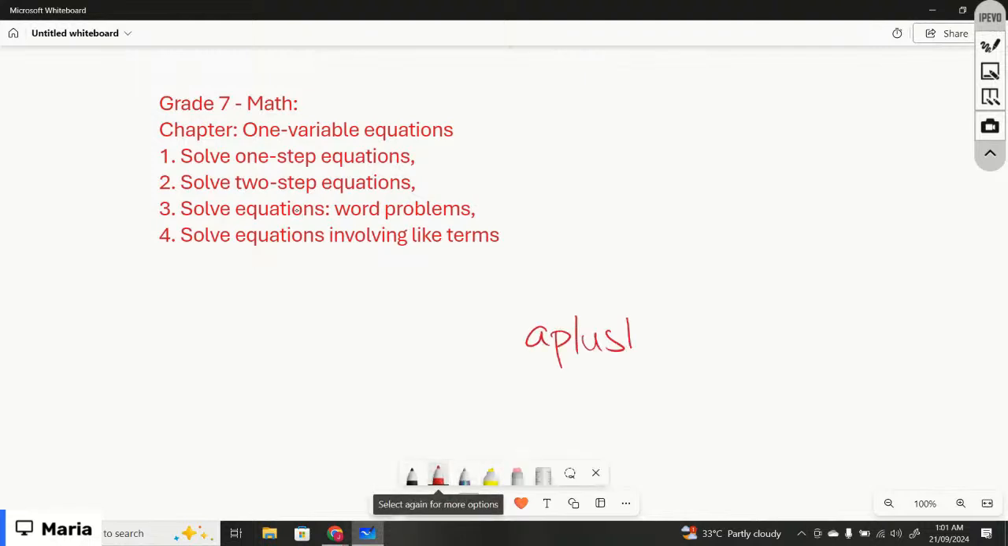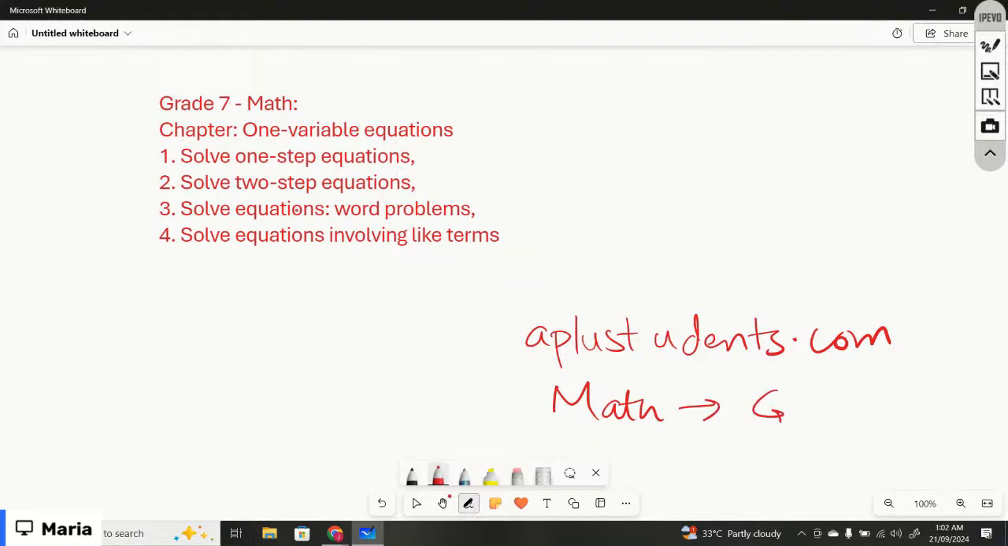You can find all the lessons on aplusstudents.com. You have to log in there using your email address and password as provided by the administrator. Then you have to select math from the subject tab. Scroll down to grade 7 math and then click on view all lessons. There you can find a list of the chapters. We're going to start with chapter 1, one variable equations.